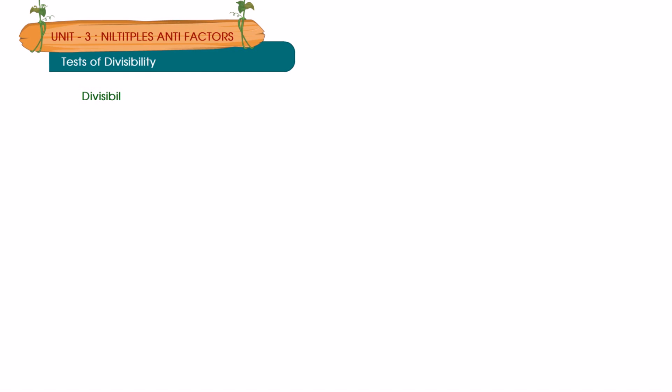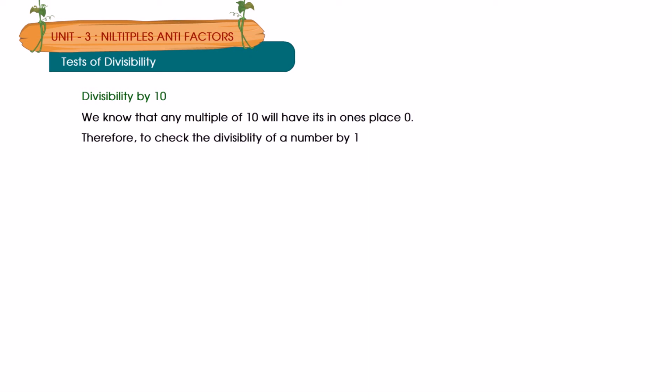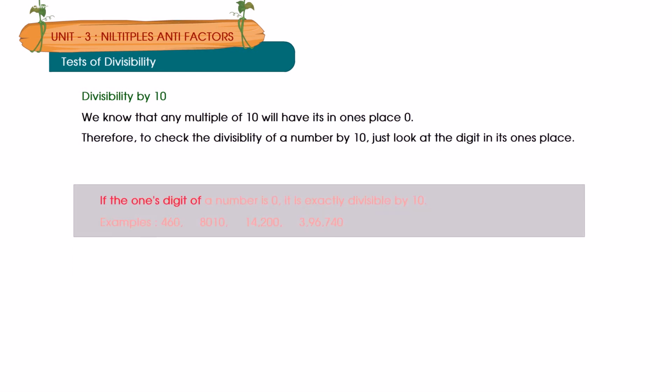Divisibility by 10. We know that any multiple of 10 will have 0 in its ones place. Therefore, to check the divisibility of a number by 10, just look at the digit in its ones place. If the ones digit of a number is 0, it is exactly divisible by 10. Examples: 460, 8,010, 14,200, 3,96,740.